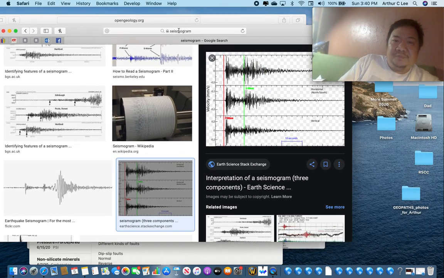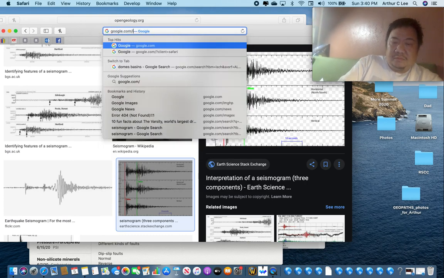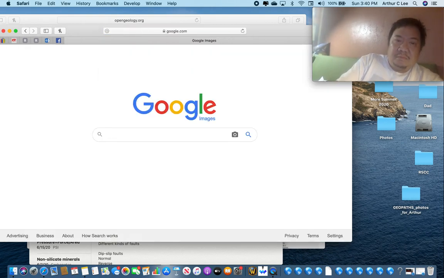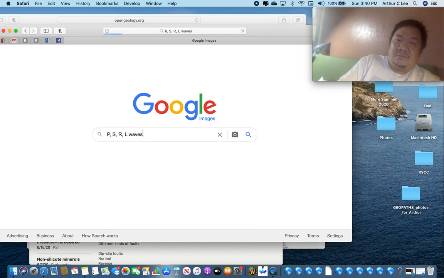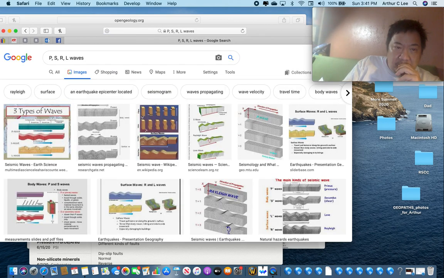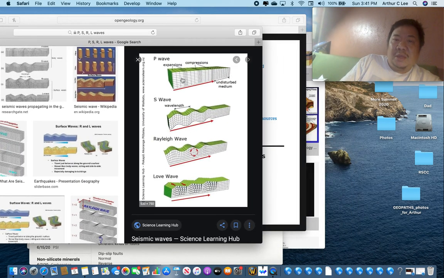Let's take a look here. P is the fastest wave, then S, then R, then L. So here's your P wave, and it's the fastest wave. And the P wave is a wave of vibrations. That's what this diagram is trying to show you, that goes through rocks. A P wave has never killed a single person.